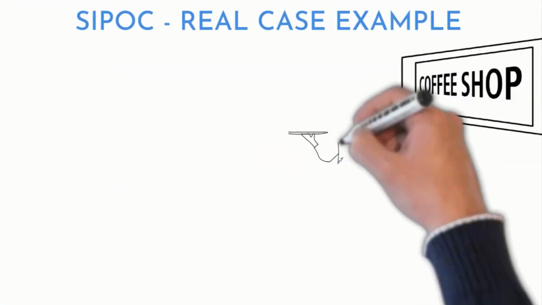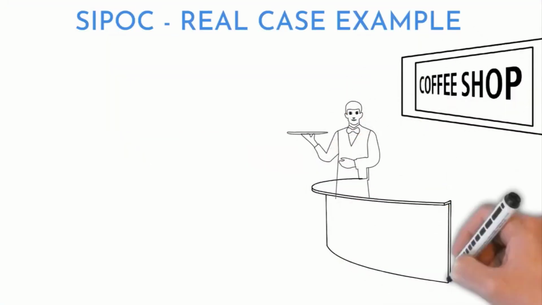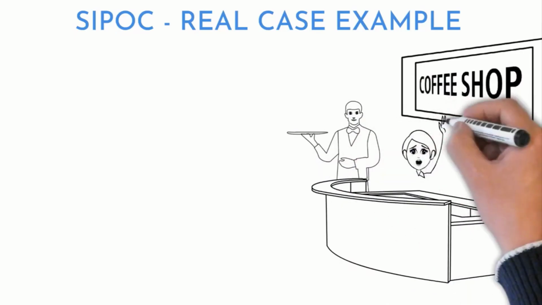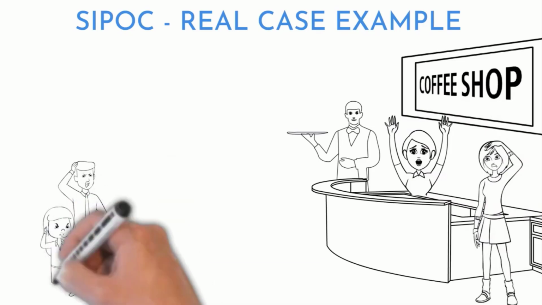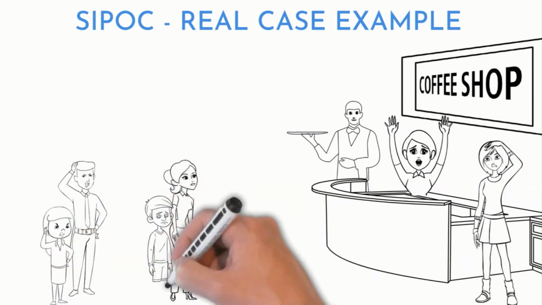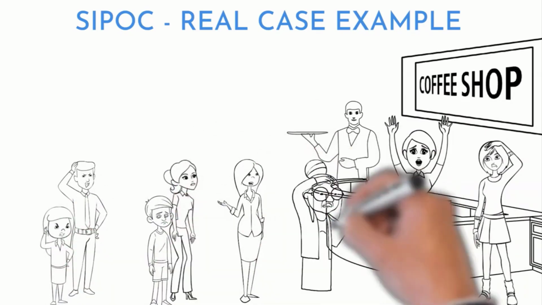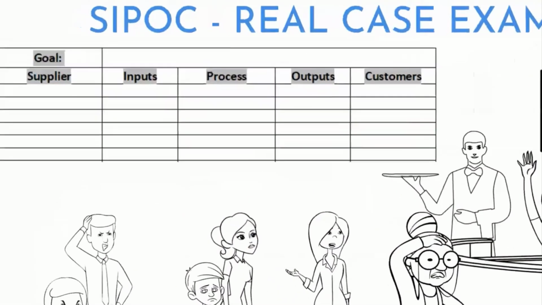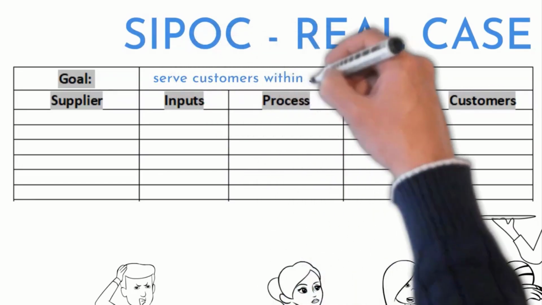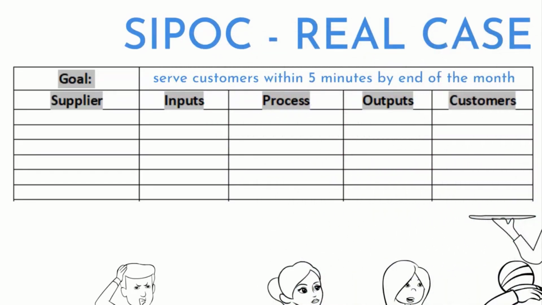Here is a real case example of a failing process at a coffee house. We were waiting in line just to order coffee and cake for 15 minutes. Another 10 minutes to get it. And there were just 3 orders before us, so not a very busy day, but 3 waiters trying to satisfy those orders. The goal to improve the process should be: serve customers within 5 minutes by the end of the month.